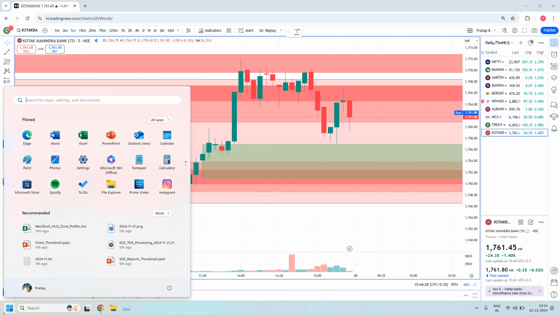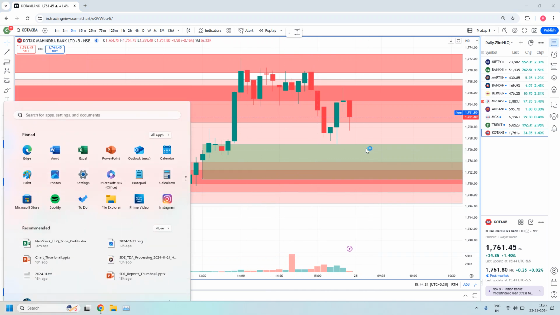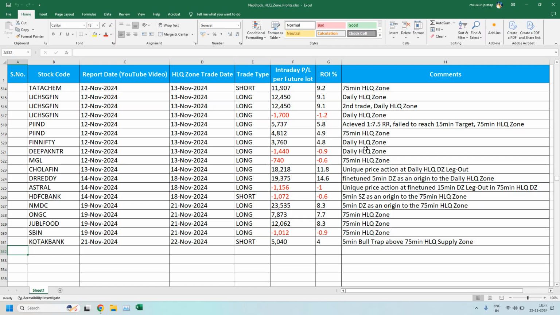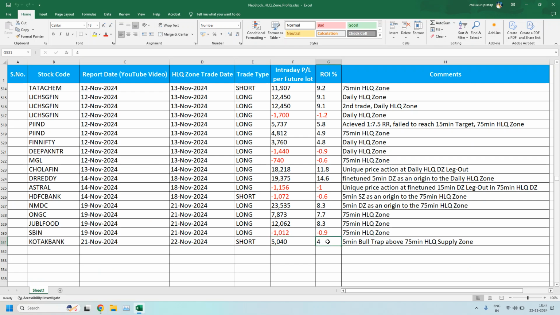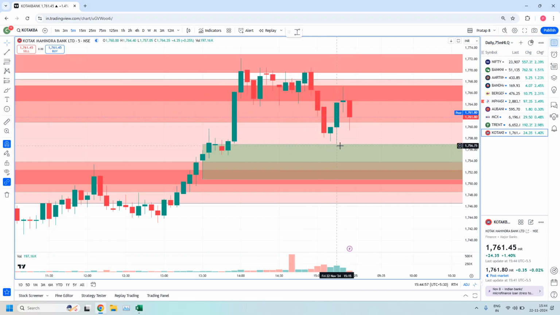And how much profit has Kotak Bank given? Let me open the Excel sheet. Kotak Bank has given 5,040 rupees profit from this proximal line to the 15 minutes target zone. And what about ROA? This is a 4% ROA. Return on the investment is 4%. Of course, it is less than our average intraday ROA of 6%, but still 4% is good.